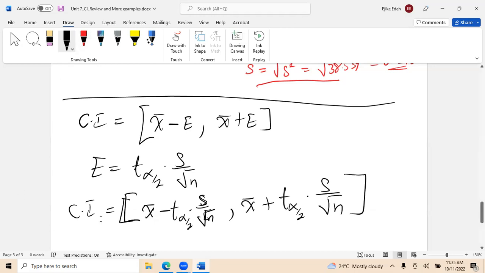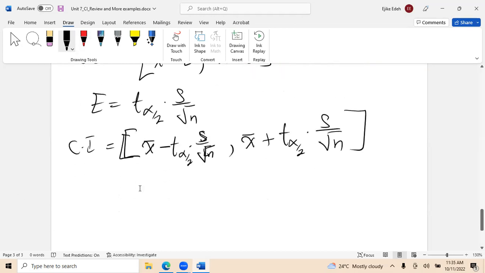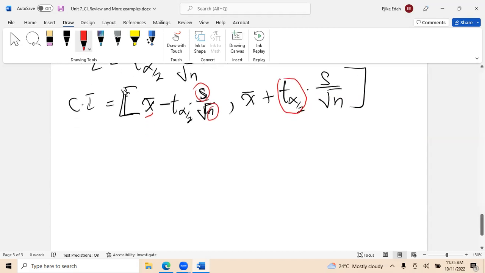Okay, so now we almost have all the pieces. We have the mean, we have the standard deviation, we have n. So what is left right now is just T alpha over 2. So let's see how we compute that. Again, let me use red.